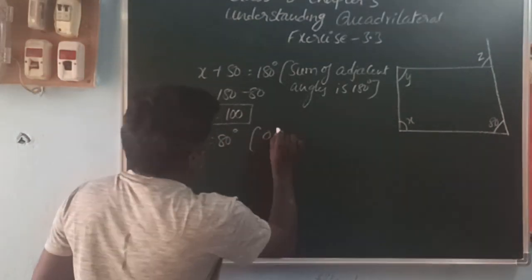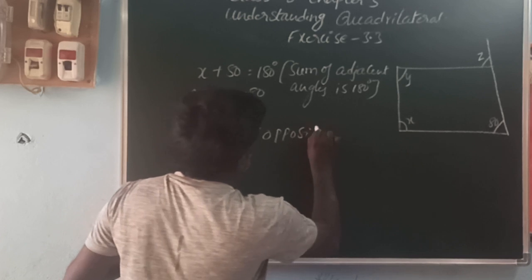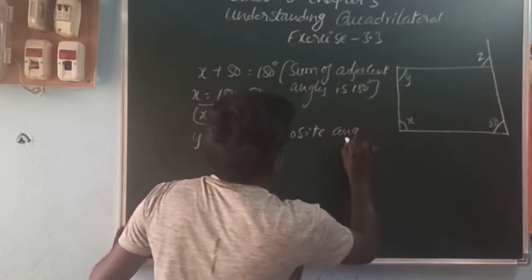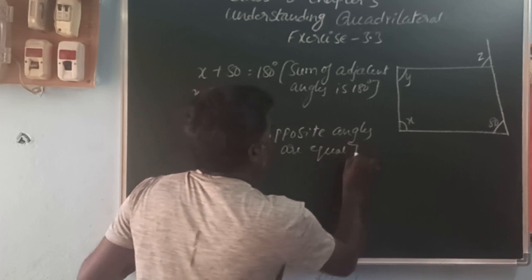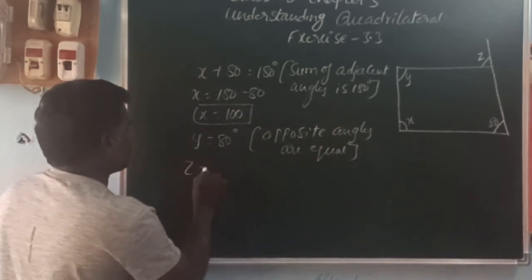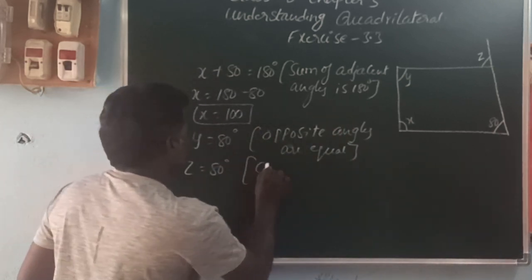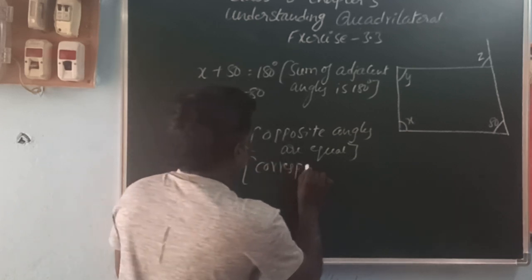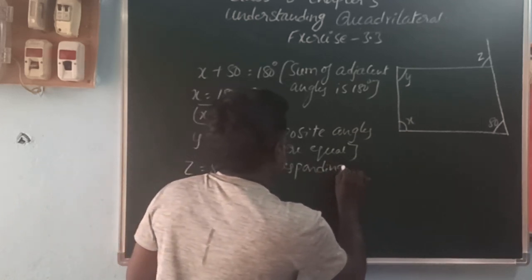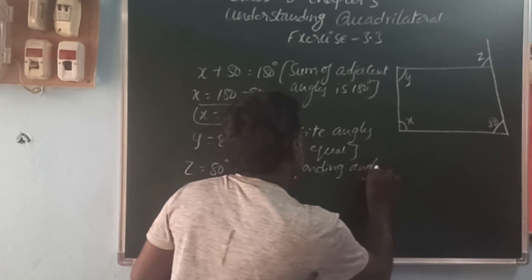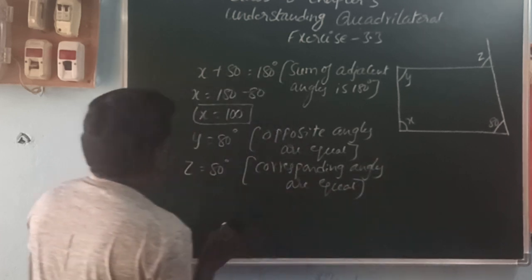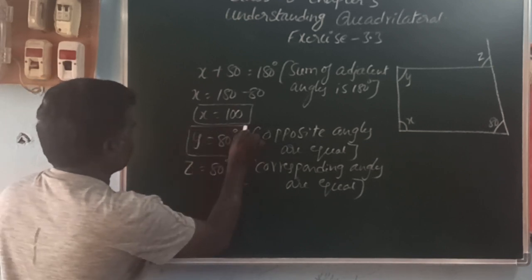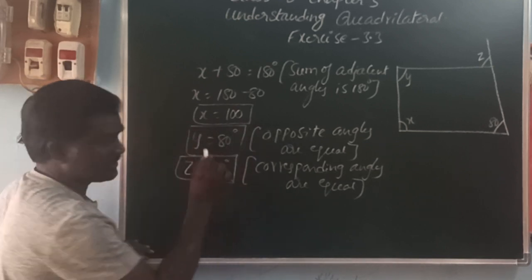In a parallelogram, opposite angles are equal. Next, z is equal to 80. Why? Because corresponding angles are equal. So here x is equal to 100, y is equal to 80, z is equal to 80.